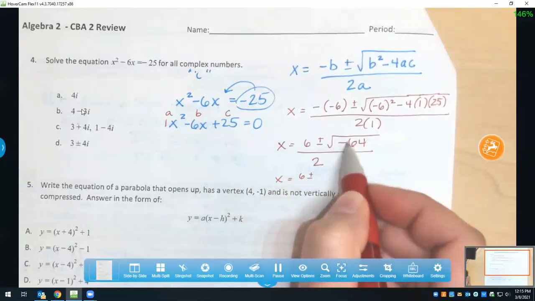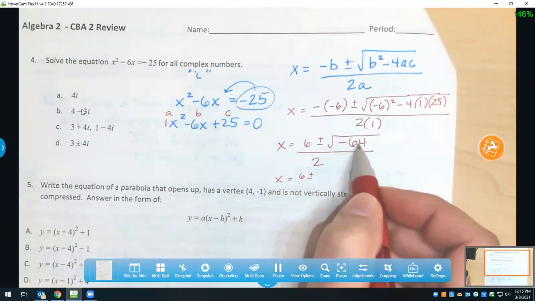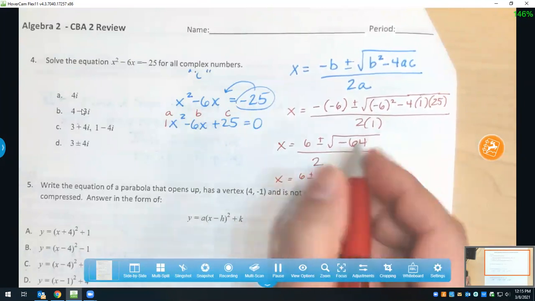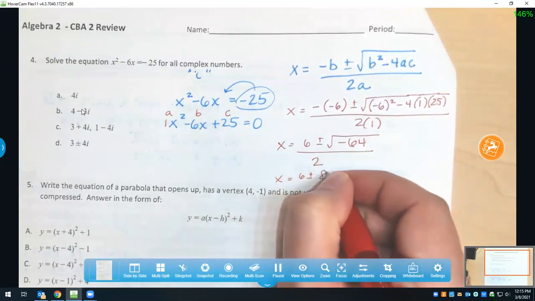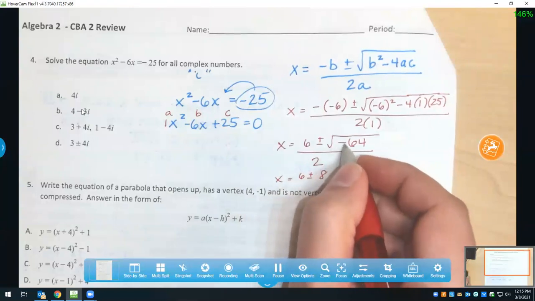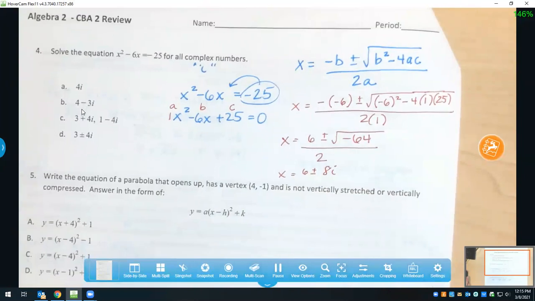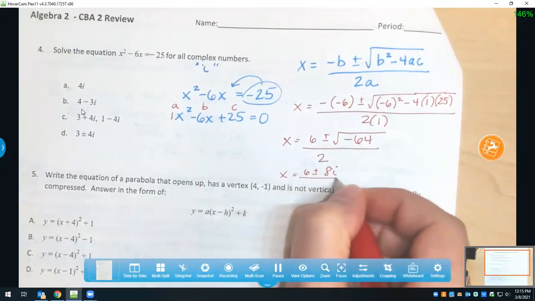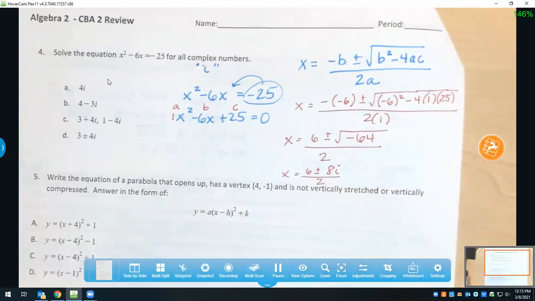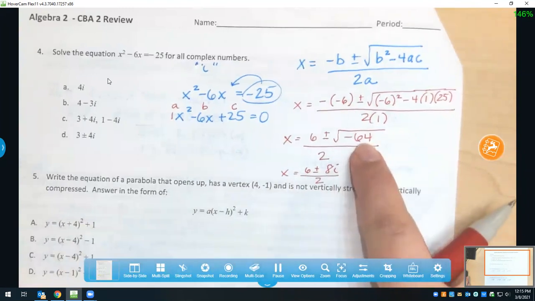The good news is you can take the square root of 64. So the square root of 64 is 8, but when you have a negative and you take the square root of it, we take the i out. So we put that little i, the imaginary, behind it. And that's our signal to know that this isn't a real number.